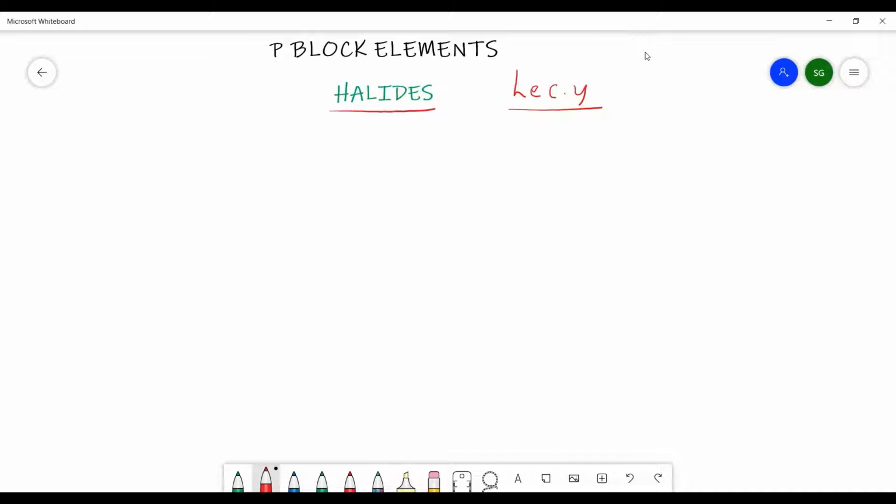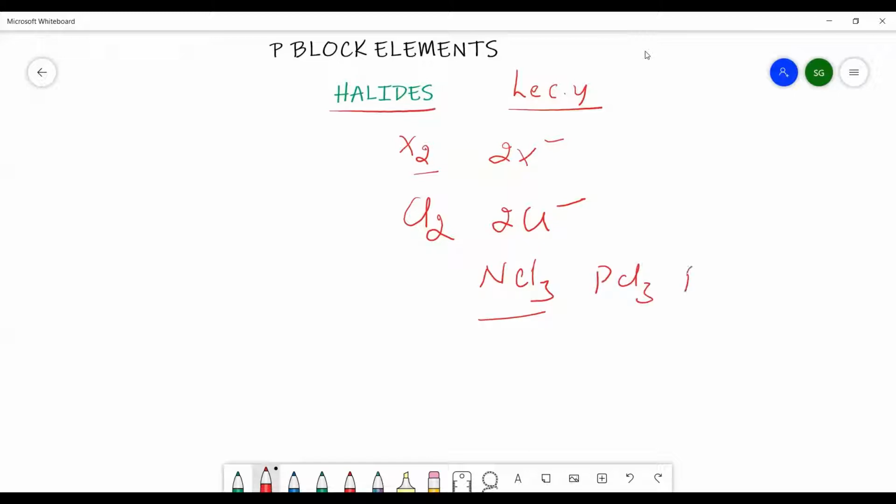Halides are the compounds of the halogen. When the P block elements or any element react with the halogen, they form their corresponding salts, and this is called the halides. Like if X2 is there, then it will be converted into 2X minus. Cl2, if it reacts, will form 2Cl minus. So halides like NCl3, like PCl3, like PCl5.